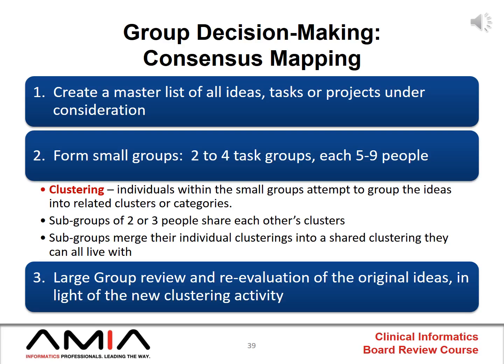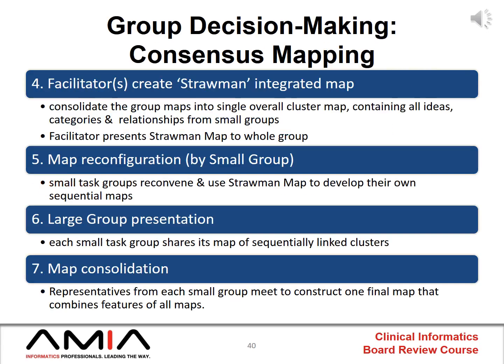The third step is that the groups will come back together into a large group to review and reevaluate the ideas after they've had an opportunity to cluster them and bring those clusters back to the large group. In step 4, the facilitators of the group at large will create a straw man map of the integrated clusters, and then present this map to the entire group. In the 5th phase, the small groups will break out again and do map reconfiguration. In step 6, there will be another large group presentation, and finally in stage 7, there's map consolidation.